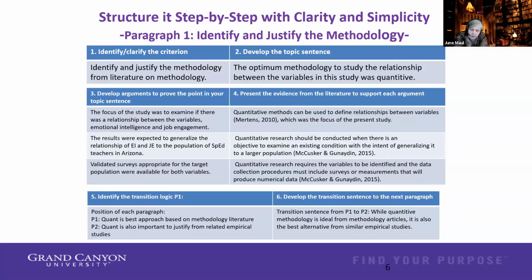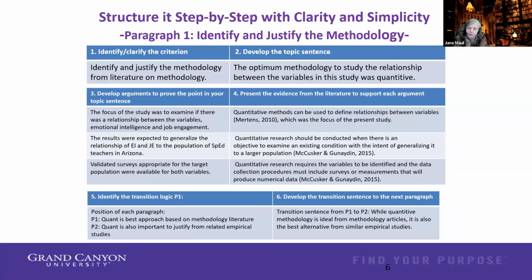So the first thing I asked them to do, step 1, go into the criteria and identify it. In this case, the criterion said, identify and justify the methodology from the literature on methodology. You then write a topic sentence to address the criteria, and it should be a point of position you're going to argue. So in this case, the optimum methodology to study the relationship between variables in this study was quantitative. Made the point, now you got to prove it. So that goes into developing the arguments and presenting the evidence from the literature.